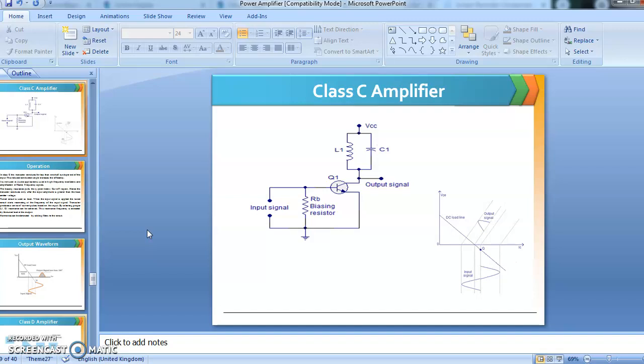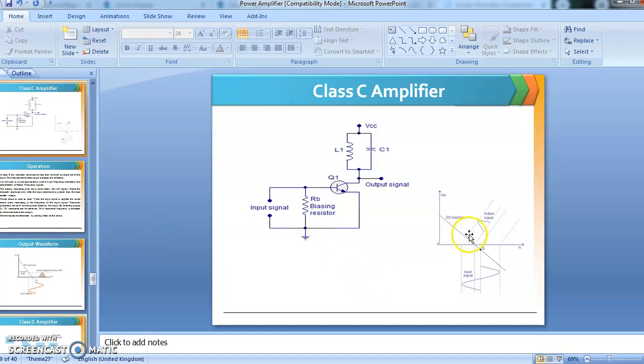The main purpose of the bias resistor is to pull down the Q point below the cutoff region. So here the Q point is placed below the cutoff region. This is done by your biasing resistance. So this is a circuit diagram of the class C power amplifier.